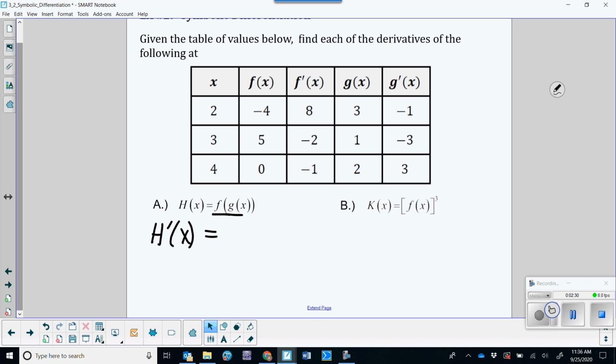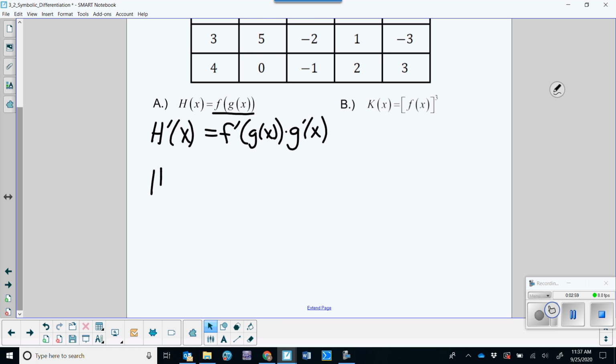So the H is defined to be f of g of x, so of course that's just going to be f prime, leave the inside alone, times the derivative of the inside. And now what I want to do is find all of these following at, oh, and I guess it's not on here, but anyway, at x equals 2. So we're going to get the answers for everything at x equals 2. So that means what I want to find is h prime of 2 now, which is going to be f prime of g of 2 times g prime of 2.